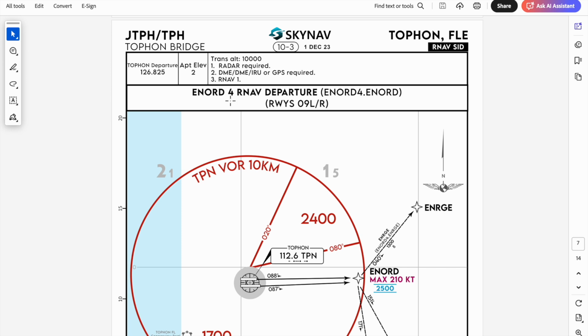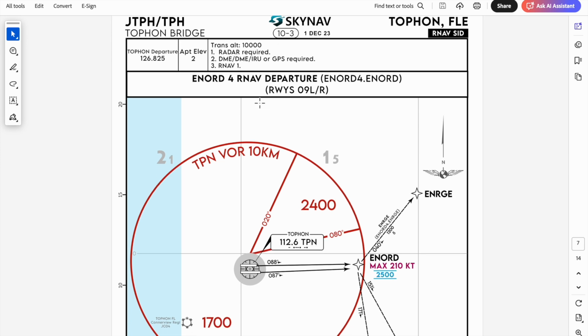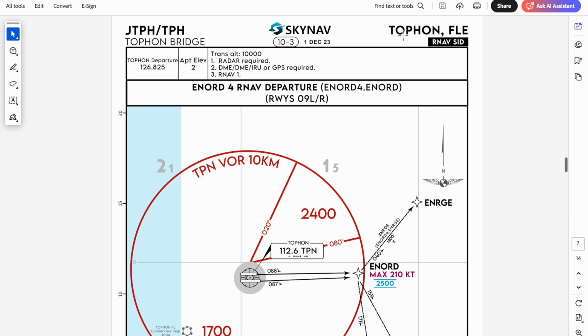So here I have up the ENORD-4 RNAV departure for Tofan Bridge International Airport. RNAV stands for Area Navigation. We'll cover that more in future courses. And this FLE here is just an abbreviation for FlightLine.